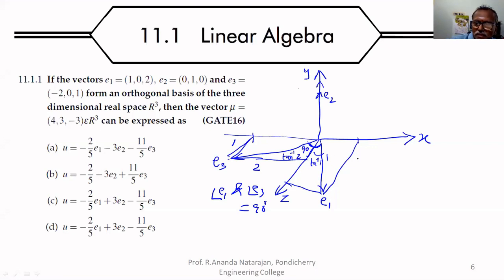This is in the ground plane because x and z are in the ground. This is also in the ground. Therefore, E2 is automatically perpendicular to E1 and E3. E1 and E3 are also perpendicular. That's why this E1, E2, E3 forms a basis, he said. Its length is unity.